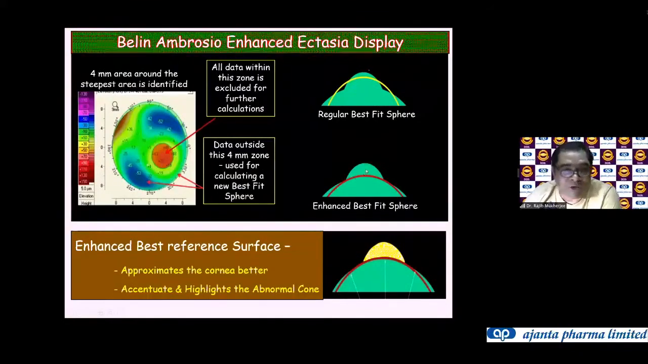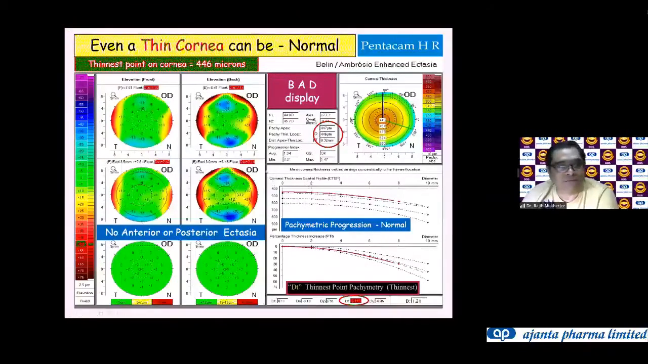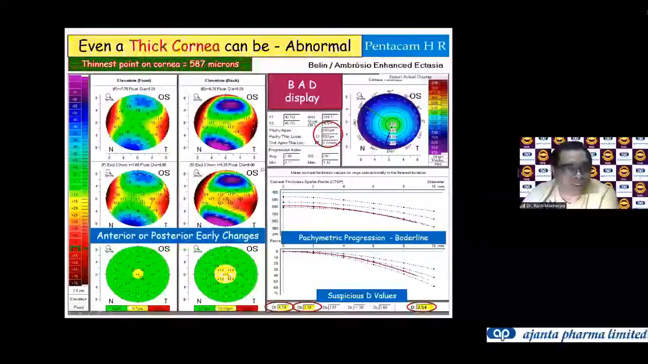This enhanced best fit sphere is going to be color coded in the hot colors, which are red, yellow, and orange. Anything below this best fit sphere, which are the flatter areas, is now going to be colored in blue and green. So now our red zone becomes much more prominent, right over here. This increases the sensitivity of diagnosing these cases.